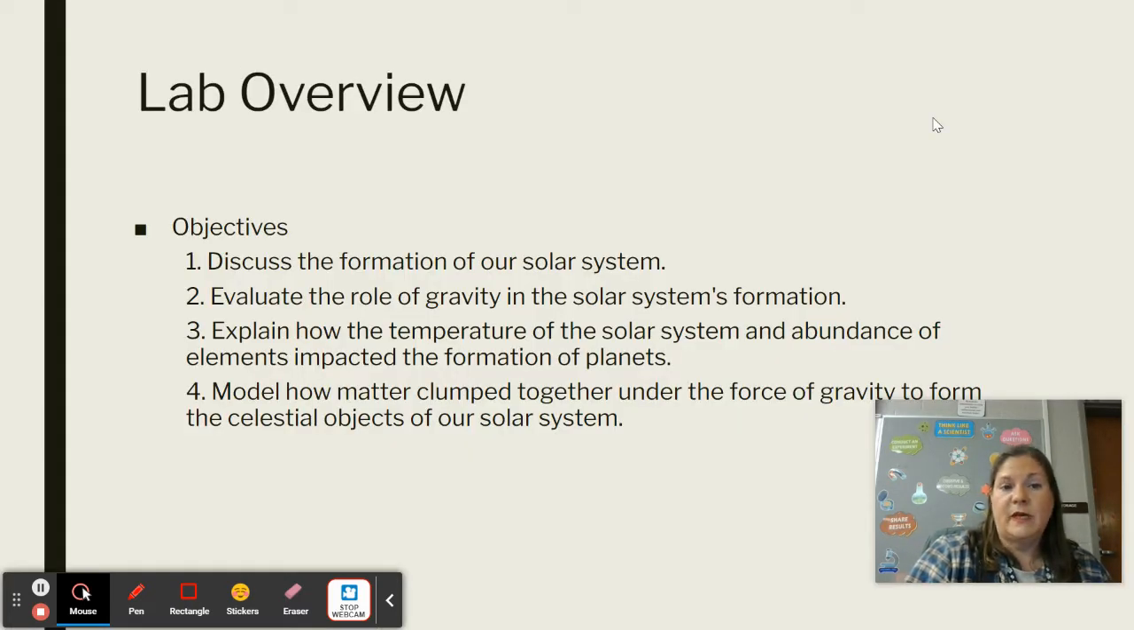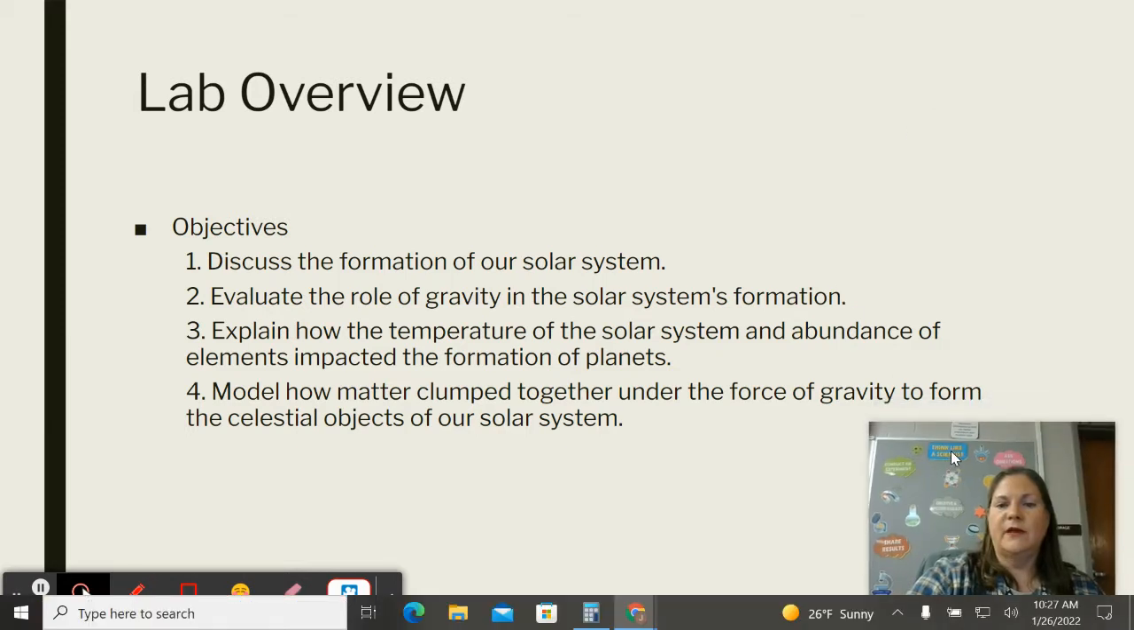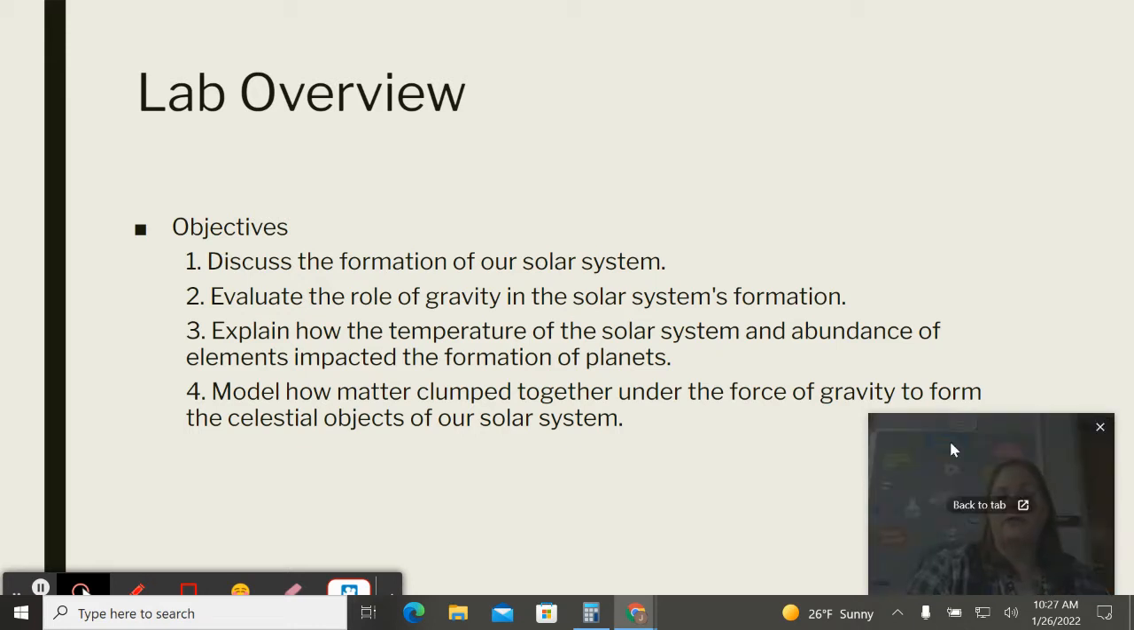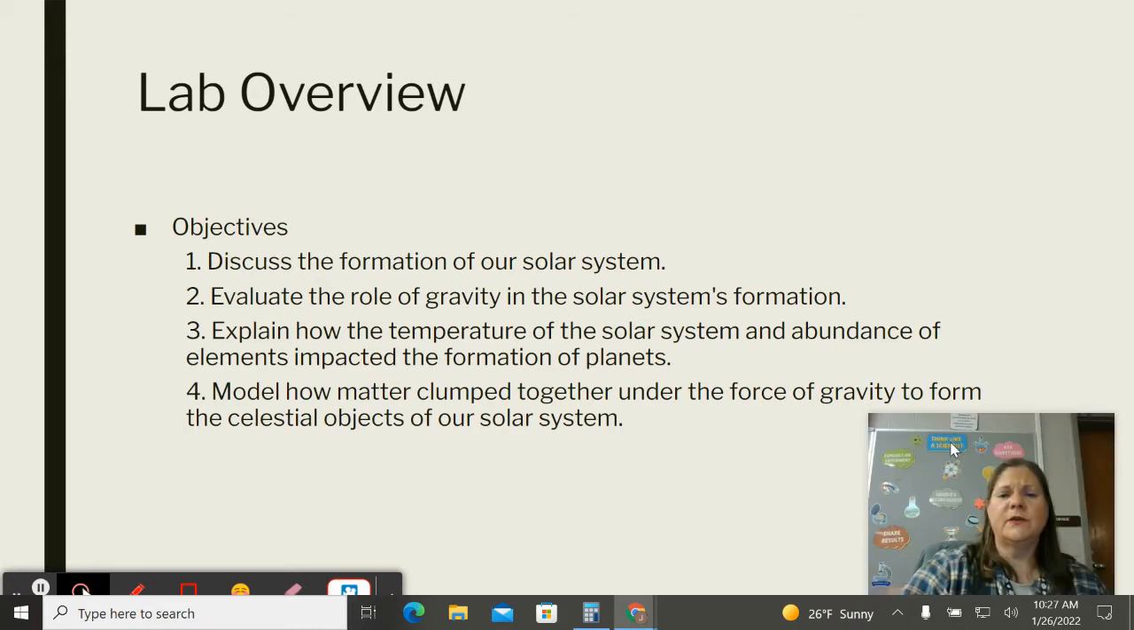So the purpose of this lab is to discuss formation of the solar system, to figure out how gravity affected the formation of the solar system, to explain how the temperature of the solar system and the abundance of the elements that were present impacted the formation of the planets, and to model how matter clumped together under the force of gravity to form the objects in our solar system.